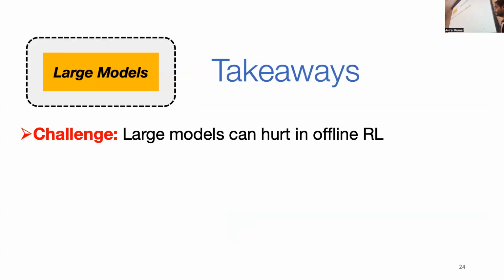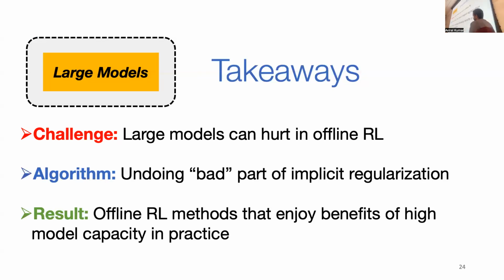So the takeaways of this section are that large models, if you just instantiate offline RL naively, can actually hurt. But these simple regularization schemes or equivalent schemes that undo these bad parts, in this case implicit regularization, or more generally anything that explains the difference between supervised learning and offline RL style objectives, undoing bad parts of the resulting terms from such an analysis can already help us get methods that can scale up pretty well in this sense. Okay, so that's the end for this part.